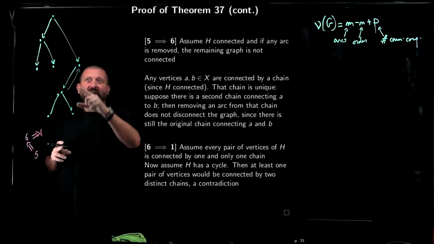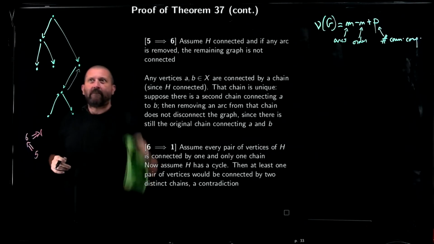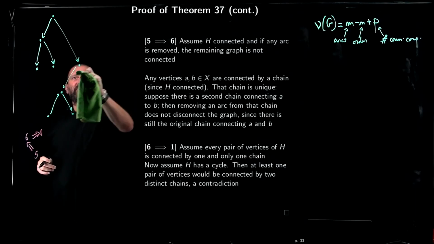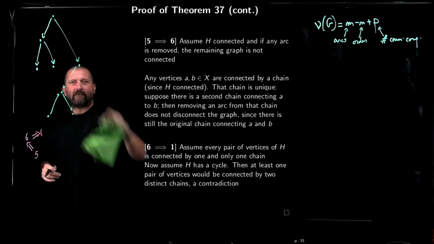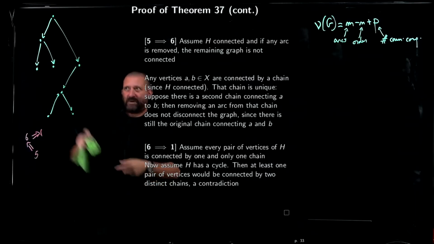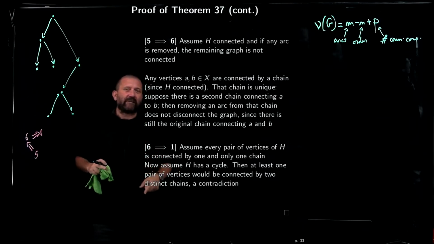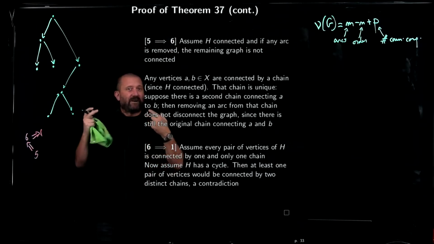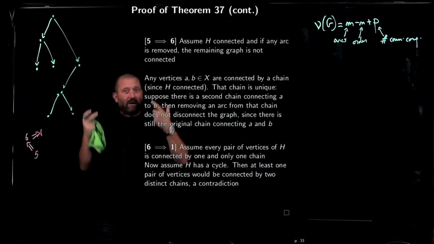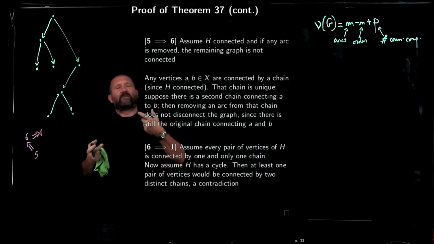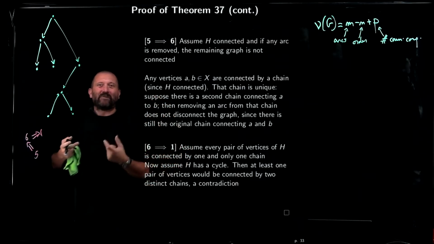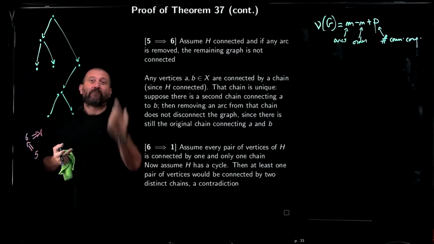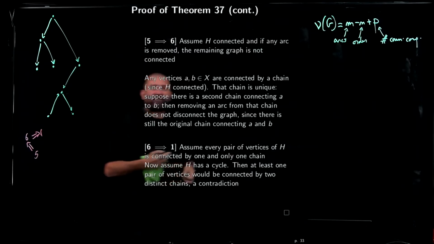But if that's the case, when I remove this arc, I'm not disconnecting the graph. Okay? Because I still have my original chain connecting the two vertices. And so that means that removing an arc does not make the graph not connected. Therefore, these chains must be unique.